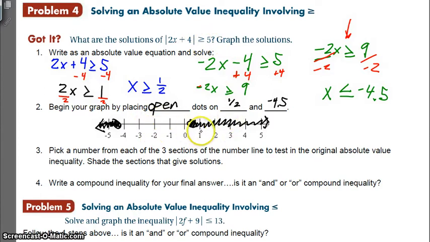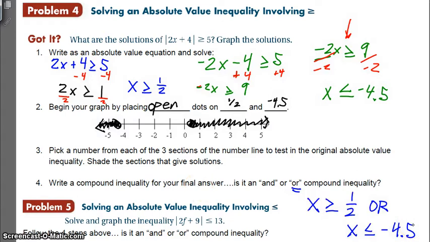Then we pick a number from out here. Might as well just pick 1. If I plug in 1 there, we have 2 plus 4 is 6. Absolute value of 6 is greater than 5. Yes, it is. So now we want to write a compound inequality for our final answer. So go ahead and try that.